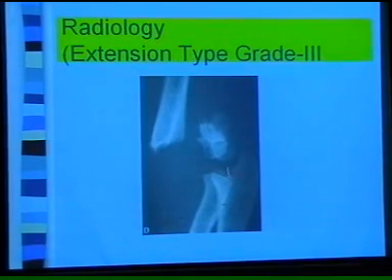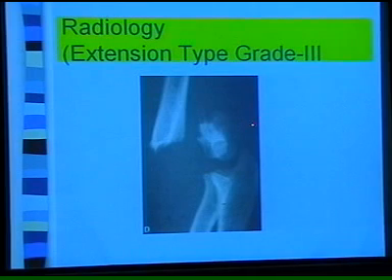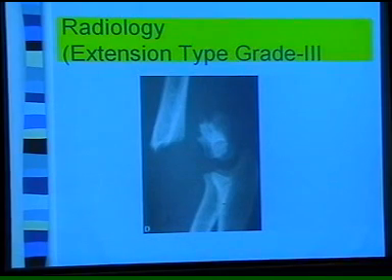This is grade 3 of the same, when the fragment doesn't stay anywhere near the proximal fragment but displaces dorsally completely. So this is a grade 3 extension type of fracture. This of course needs something doing definitely.